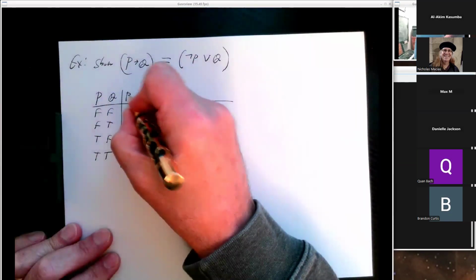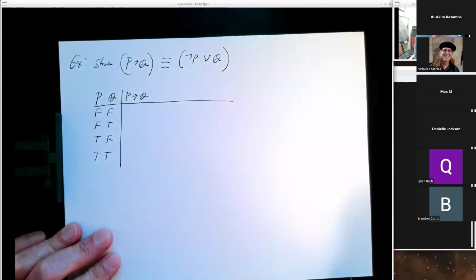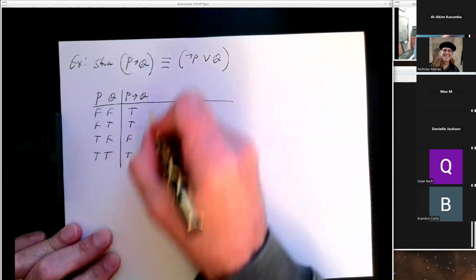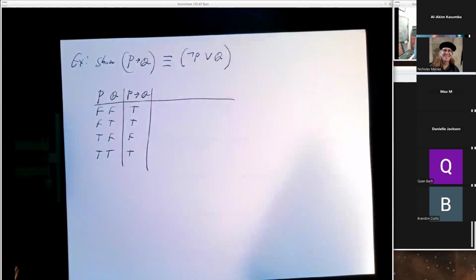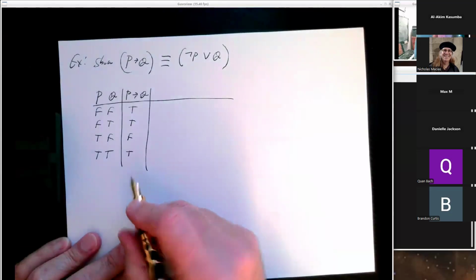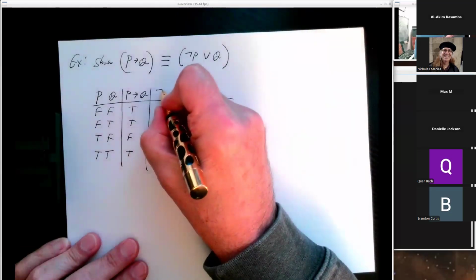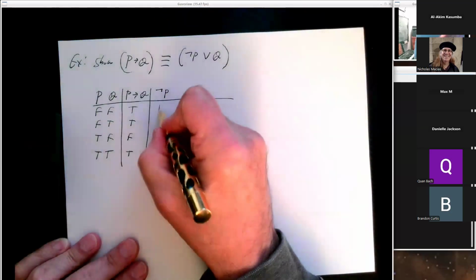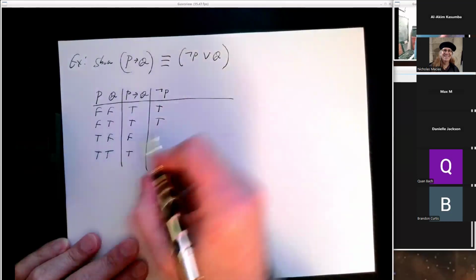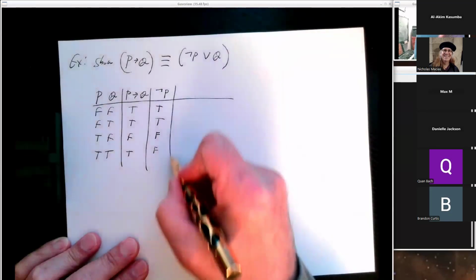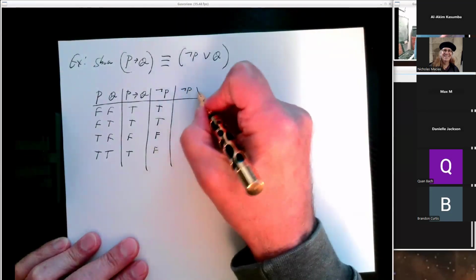So I know what the truth table for our conditional statement is. This is true, true, false, true. And then I can make a truth table for this other expression. And like in 250, we're going to do this in pieces. First, I'm going to make a truth table just for the negation of P. So if P is false, the negation is true. If P is true, the negation is false. And then I'll make a column for negation of P or Q.